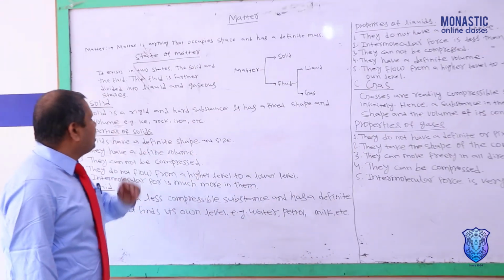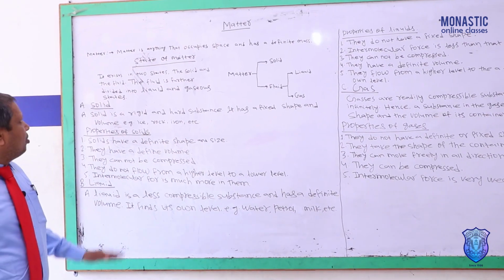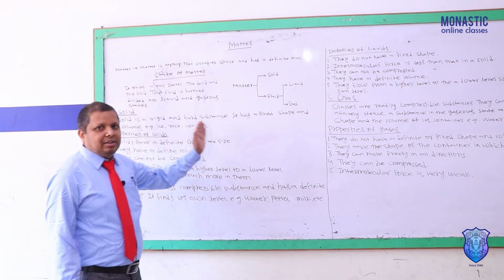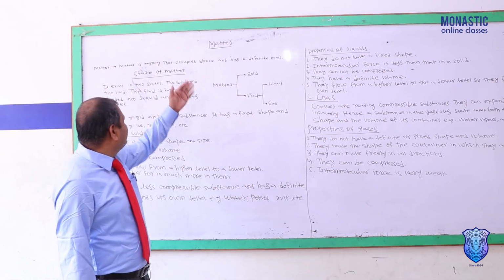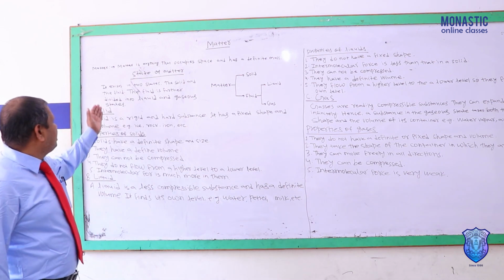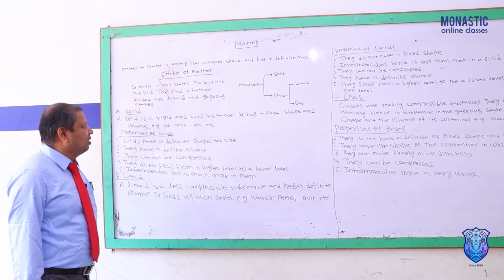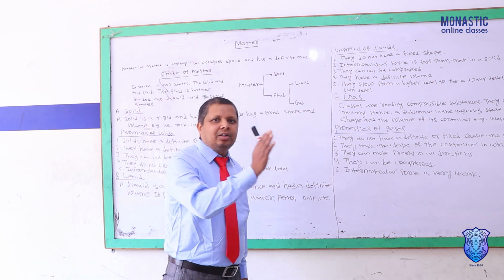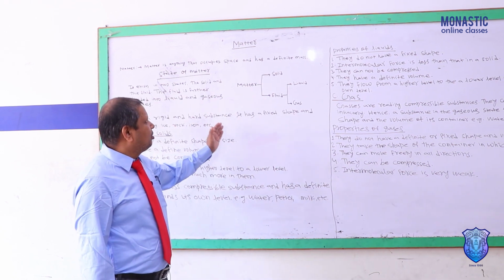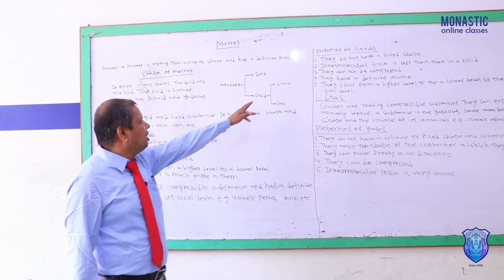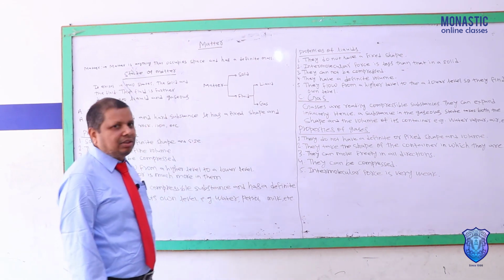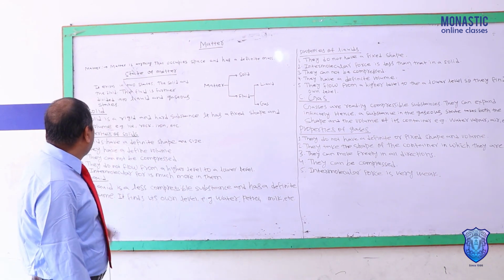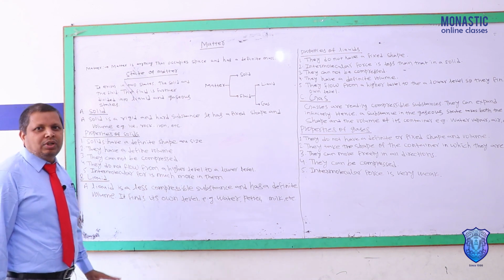And now the states of matter. Matter exists in two states first of all, solids and fluids. And fluids are further classified into liquid and gas. Liquid and gas. And first of all, what is a solid?